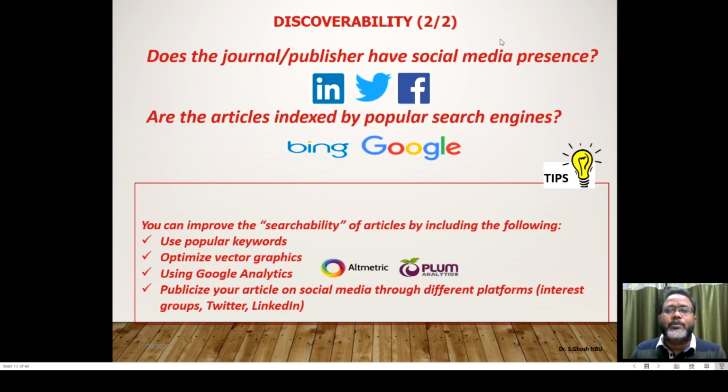Then we can go for discoverability by identifying whether the journals have a social media presence, or are indexed by the popular search engines. So for searchability, you can use popular keywords, optimized vector graphics, Google Analytics, and you can publicize your article on social media platforms, interest groups, Twitter, LinkedIn. Whenever you are trying to identify whether a journal is well accepted or not, you can go to Facebook, where different types of groups are there. In Twitter you can ask, and LinkedIn is specifically a social networking site for serious fellows. So you can go there and identify your journal.